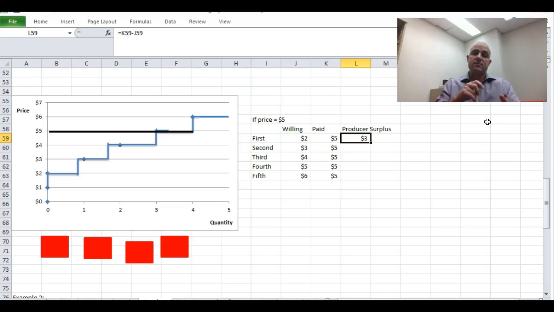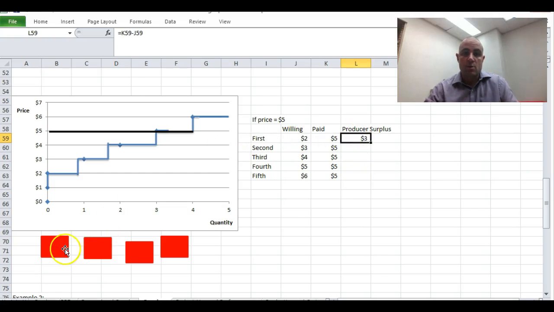Now, the question may come up, is this profit? Yes and no. The producer surplus is the profit on the units produced. So if the marginal cost, which is the cost of the first unit, is $2 and they sold it for $5, they're making $3 profit by producing that first unit. Now there are other costs involved, fixed costs which we haven't discussed, but it's similar. It's a part of it.